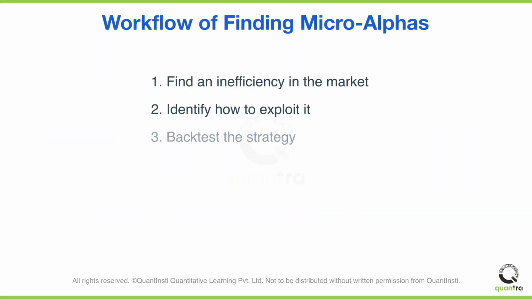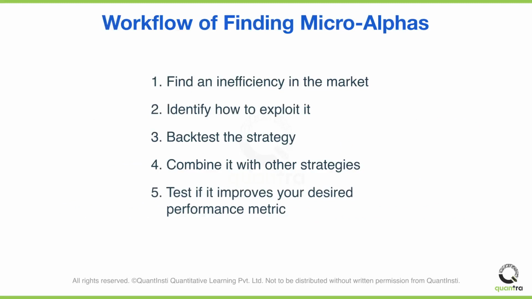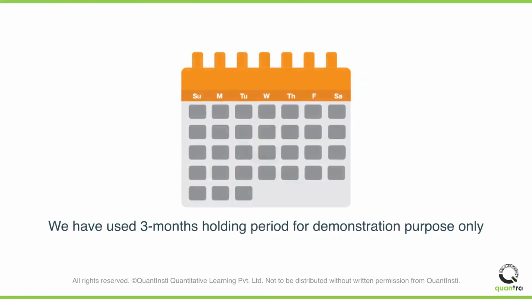Now, while this is not a phenomenal result, it demonstrates the workflow of finding micro-alphas, in its most basic form. This is just the most basic workflow, and as we go along in the course we will gradually add complexity. Also note that a 3-month holding period is not generally considered a micro-alpha, but again, it serves us really well for this demonstration. That was all for this video.